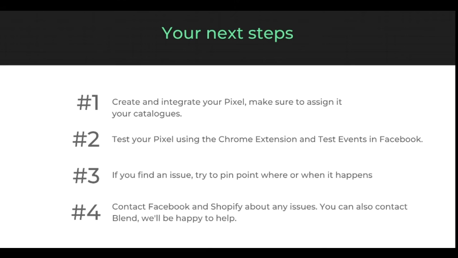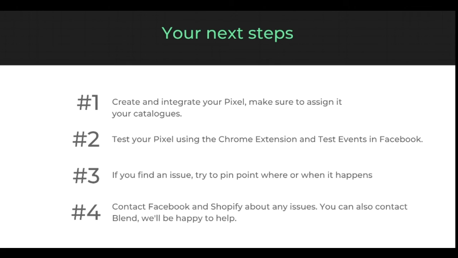Like I said to you, it really isn't that scary, and the fact that Shopify has that integration with Facebook just makes it 10 times easier. So in your next steps, in between our last video, just make sure you create your pixel and integrate it with your Shopify store, making sure that it's assigned to your catalogs. Then make sure that you test it, use the Chrome extension, and also use the test events in Facebook to double check everything's all right.